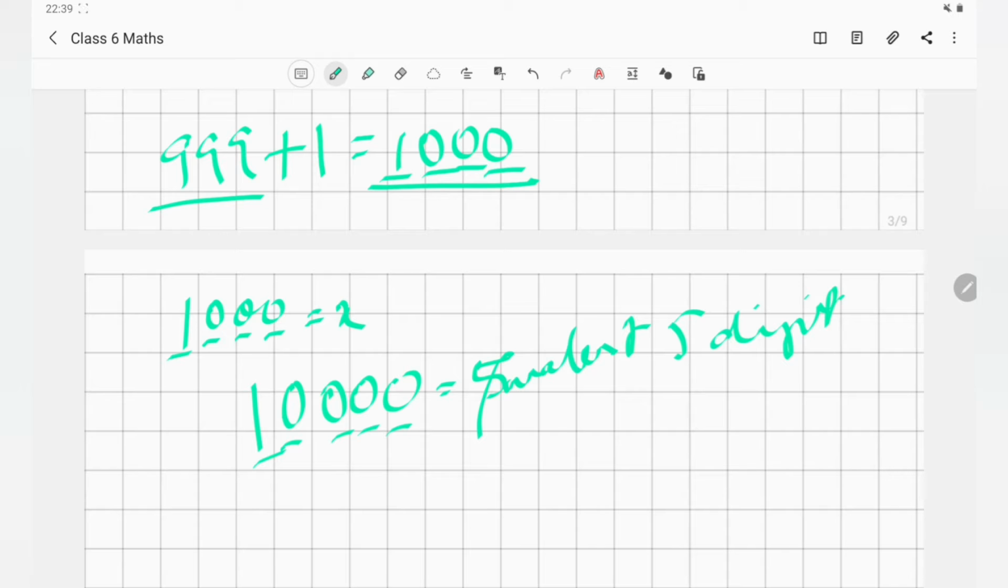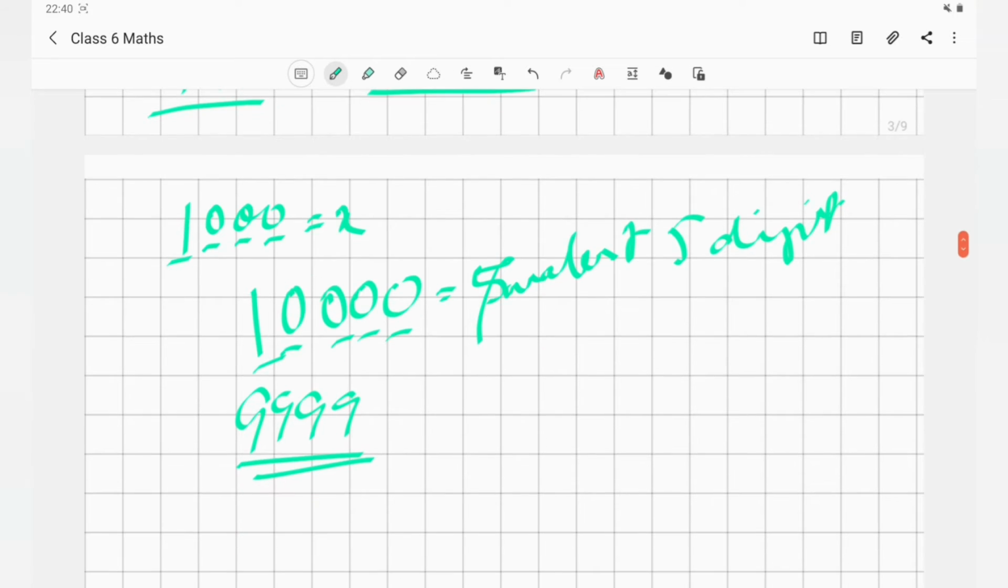Right? And similarly, if somebody is asking you for the greatest 4 digit number, very simple, you will simply put 4 nines. You need not think about it. This will always be right. Just go on applying this particular logic. It is pretty straightforward. Let's move to the next topic.